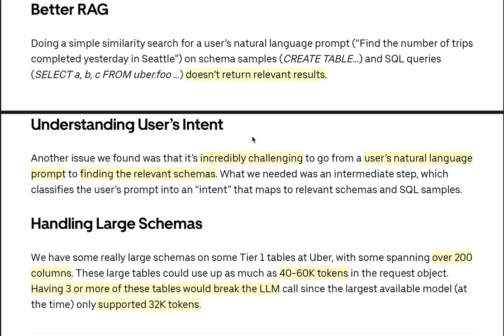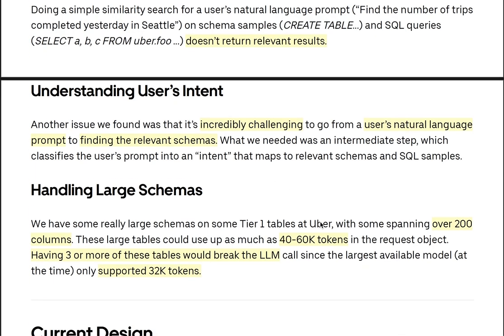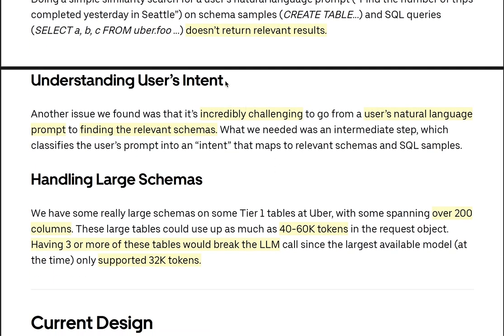So the first thing they thought of is how about knowing the user's intent in the first place. This will help them to actually narrow down the total number of relevant tables or relevant schemas that are actually needed to write the correct SQL query, right? So the first one is identifying the user's intent.